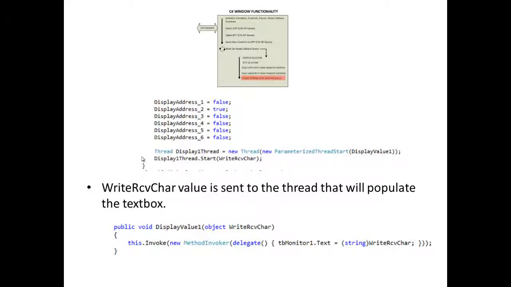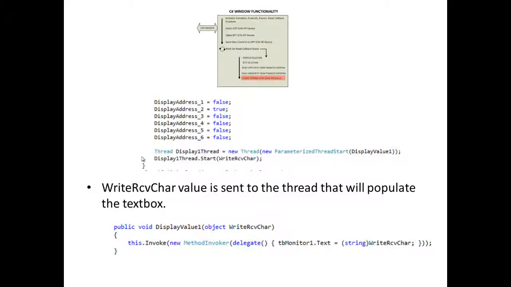The next several statements update the display address 1, 2, 3 variables. It sets the current display address to false and sets the next incremented display address to true. This is done so that the C# code can be synchronized with the code of the Arduino. This will also allow some error checking a little bit later in the code. Next, the write receive char value is sent to the thread that will populate the text box.